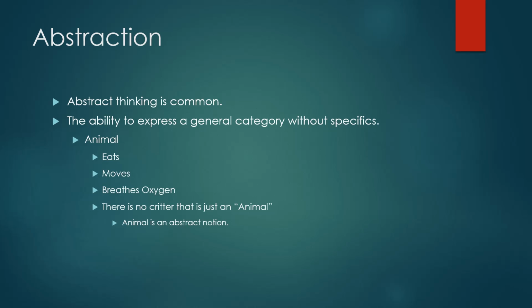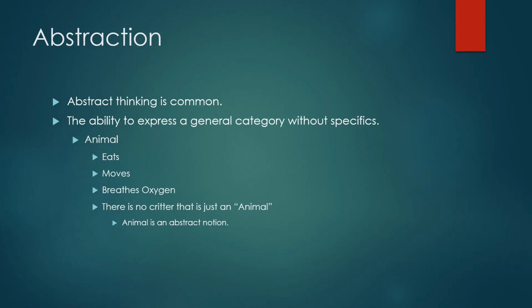Right? Let's think about animal. That's also an abstract notion. An animal eats, it moves, it breathes oxygen. But how does it eat? How does it move? How does it breathe? There's no answer, it's just an animal. In order to answer these questions, you'd have to know the actual implementation. It's a fish, and so it eats, moves, and breathes oxygen in its own way. It's a cat. It eats, moves, and breathes oxygen in its own way. Those notions are still abstract notions.